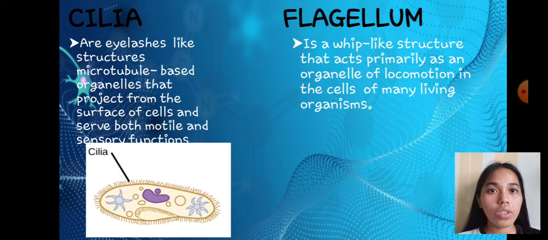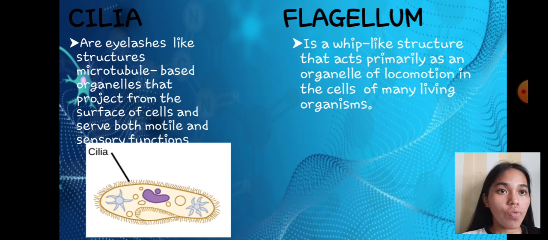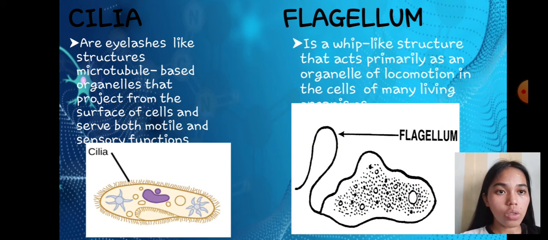This is the example of cilia, as you can see. Next is flagellum. Flagellum is a whip-like structure that acts primarily as an organelle of locomotion in the cell of many living organisms. This is an example of flagellum, as you can see the line.